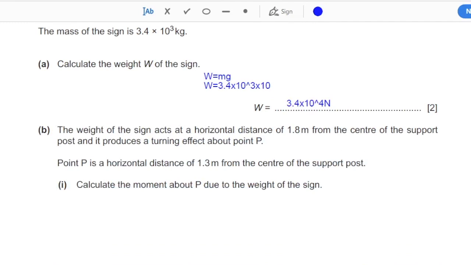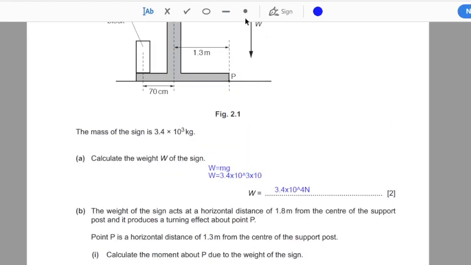Part B, the weight of the sign W is at a horizontal distance of 1.8 meters from the center of the support post, and it produces a turning effect about point P. So there is a sign hanging over here, and then its weight acts downwards, of course, and it has a horizontal distance of 1.8 meters from here until the center of the support post. The distance is 1.8 meters. From here, the support post will either be moving clockwise or anti-clockwise. Point P is a horizontal distance of 1.3 meters from the center of the support post. Part 1, calculate the moment about P due to the weight of the sign.